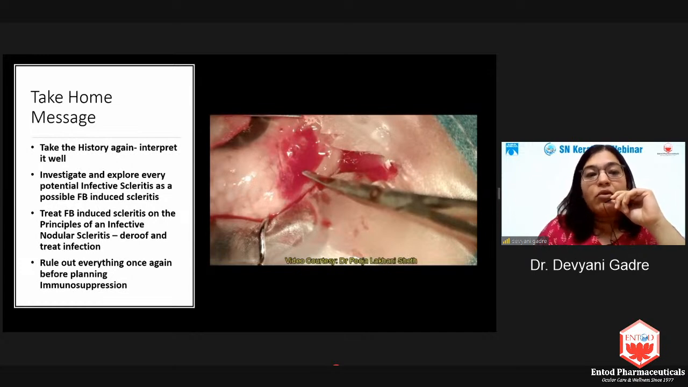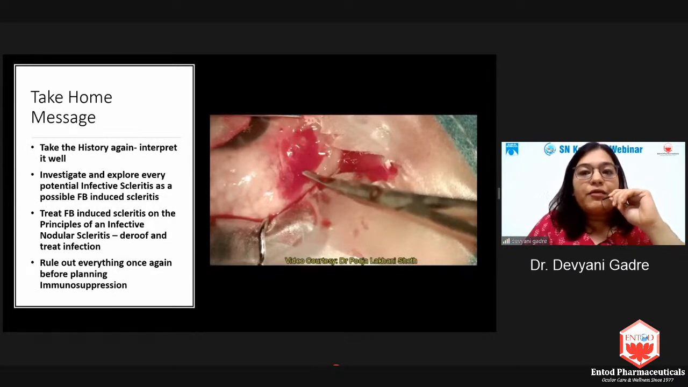Probably I'm seeing more of them, but we have an undocumented series of at least 6 cases which I have seen over the last 1.5 years where we have found a foreign body in all of these nodules. So the principles of treating these cases remain the same as infective nodular scleritis. You deroof, you treat the infection, you treat them for long.